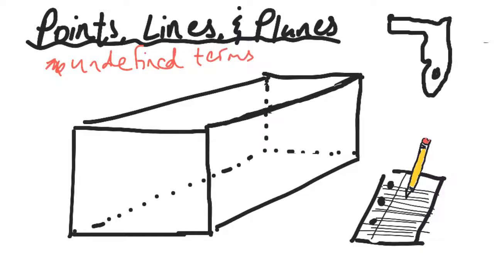That's supposed to be the letter E right there. There we go. So we call these the undefined terms. I'm not going to define them, I guess, because I can't, but I will explain what they are and some real life situations where you might see something that represents a point, line, or a plane.